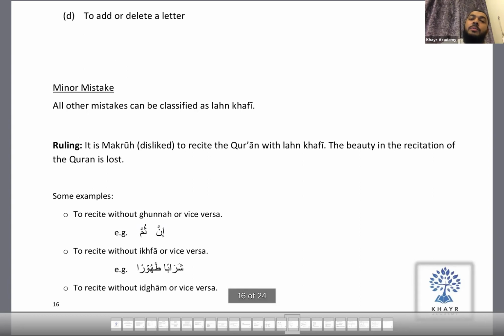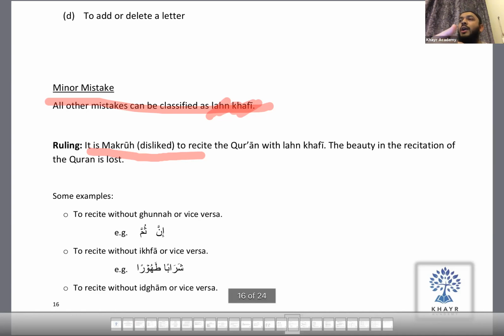Now, inshallah, let's read minor mistakes. What are minor mistakes? All other mistakes are classified as minor mistakes. Don't worry about lahn khafi. Lahn khafi means minor mistakes. So any other mistakes which are not in the above examples are known as minor mistakes. It's best to read the Quran without minor mistakes because it's not nice. The way the Prophet ﷺ read the Quran, the way all the Sahabas read the Quran, the way all the Imams and all the scholars read the Quran, they read it without any major or minor mistakes.